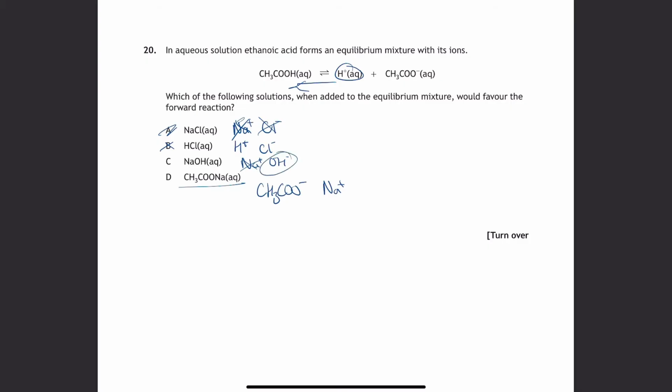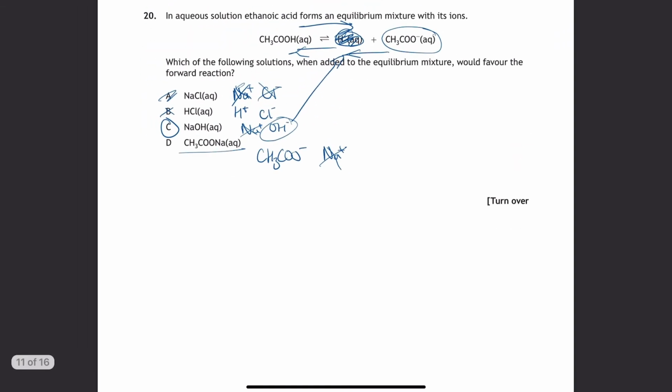Hydroxide ions, so they're not in it, but you need to remember that hydroxide ions remove hydrogen ions. So if they remove the hydrogen ions, it's going to shift the equilibrium to the right to remake them. So that's the one that's going to favour the forward reaction. Just to double check, D, the sodium's not going to interfere. If we add more of the ethanoate ion, then the equilibrium is going to shift to remove it. So that will actually shift left as well and favour the reverse reaction.